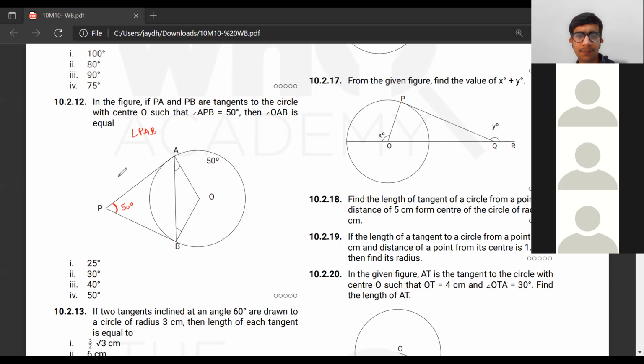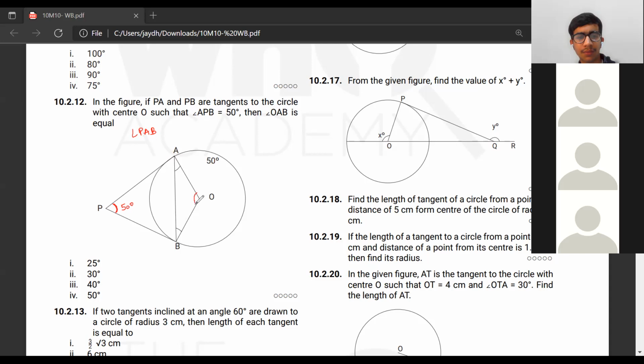Sir, I actually did a different method, so I don't know. Okay, tell me that method then. Sir, the angle, because POOB is a quadrilateral, I found that 50 plus 90 plus 90 plus angle AOB is equal to 360 degrees. So angle AOB is equal to 130 degrees from that.